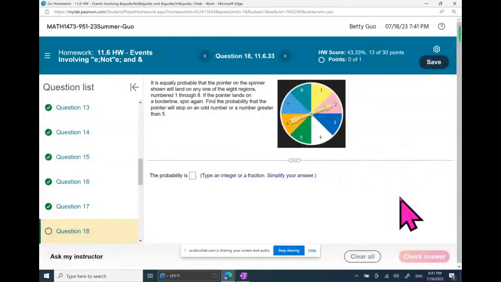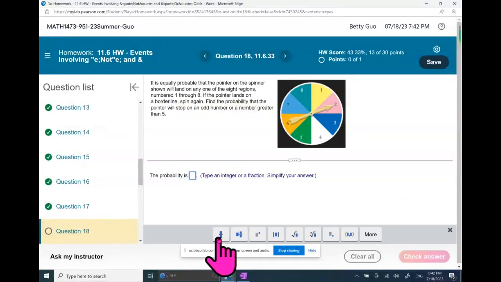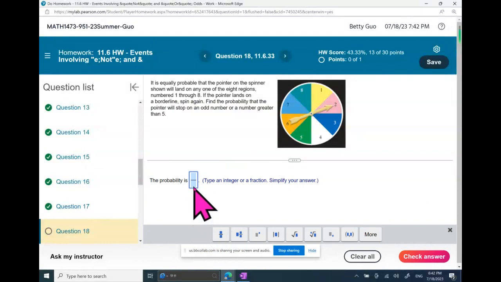Next, spinner. It is equally probable that the pointer on the spinner shown will land on any one of the 8 regions, numbered 1 through 8. If the pointer lands on a borderline, spin again. Find the probability that the pointer will stop on an odd number or a number greater than 5. So here, the sample space is 1, 2, 3, 4, 5, 6, 7, 8.